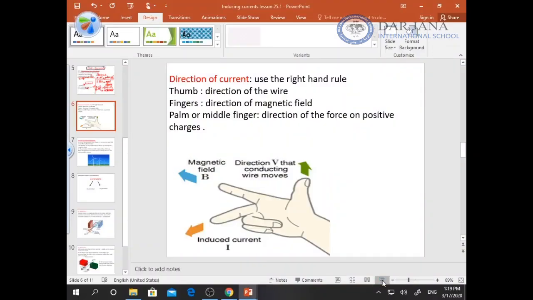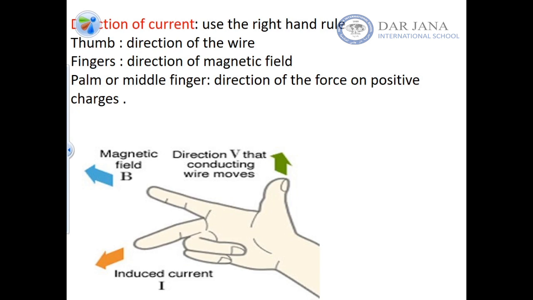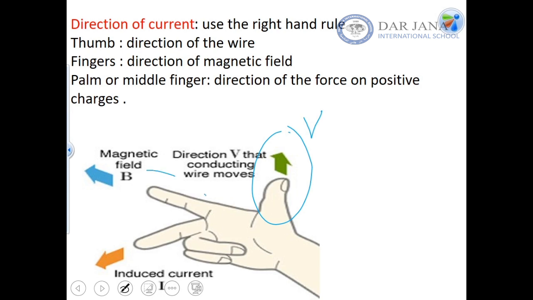Now we are going to the right hand rule, which is about the direction of current. Put your right hand as the gun, as we took it before in the previous session. Your thumb represents the direction of the velocity V. The index finger is the magnetic field B, and the middle finger is the induced current. So V B I: V is the thumb, B is the index, and I is the middle finger.